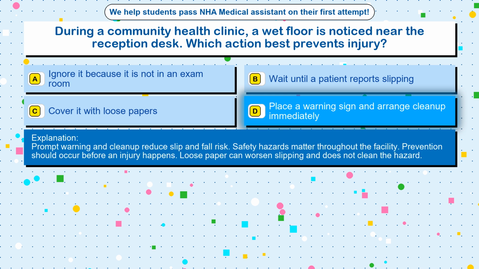Prompt warning and cleanup reduce slip and fall risk. Safety hazards matter throughout the facility. Prevention should occur before an injury happens. Loose paper can worsen slipping and does not clean the hazard.